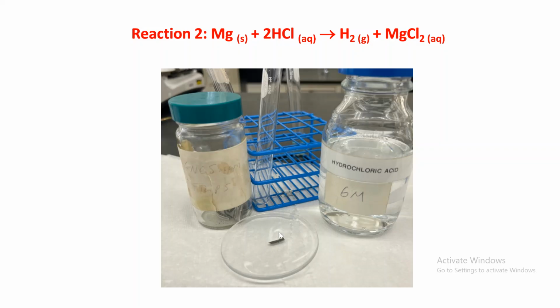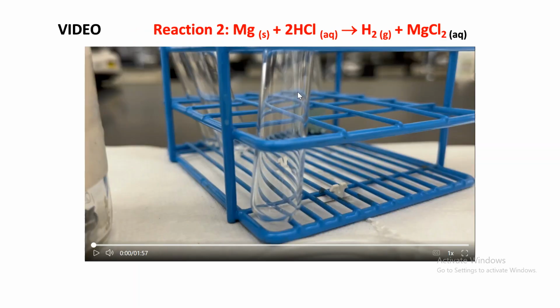We have a piece of magnesium right here, a magnesium strip. That's the reactant. Hydrochloric acid right here is the second reactant, and we are going to mix them together. Now we should see hydrogen gas and magnesium chloride. We're not going to see the magnesium chloride because it's dissolved in water, but we can see the hydrogen gas.